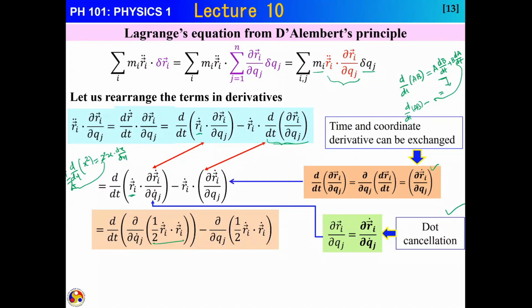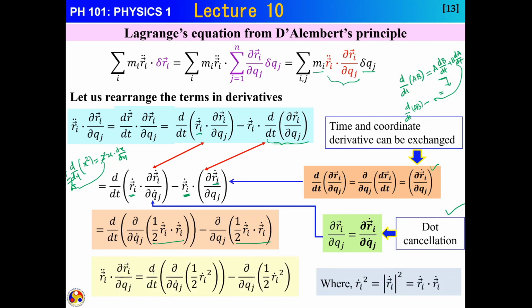And this r dot we can take as r dot squared and so on. Similarly, the same thing we are doing here, it's also r dot, here r dot. So we can bring it as half r dot squared. So this term can simply be written as d/dt of the partial derivative with respect to velocity of half r dot squared, minus the partial derivative with respect to the generalized coordinate of half r dot squared. I think now you can feel something is turning out.